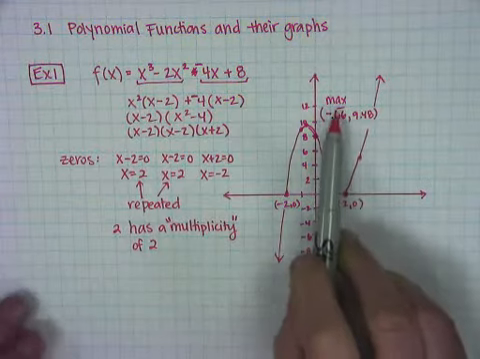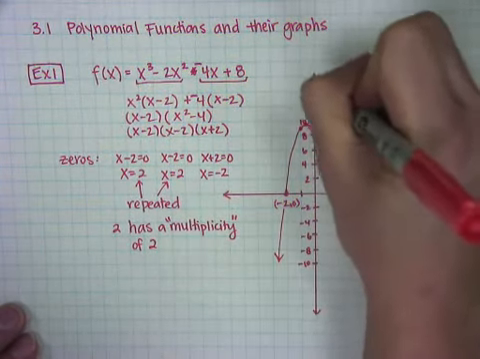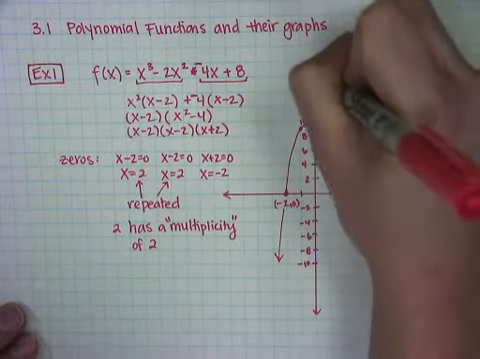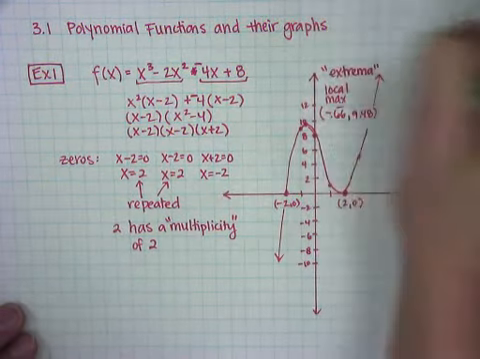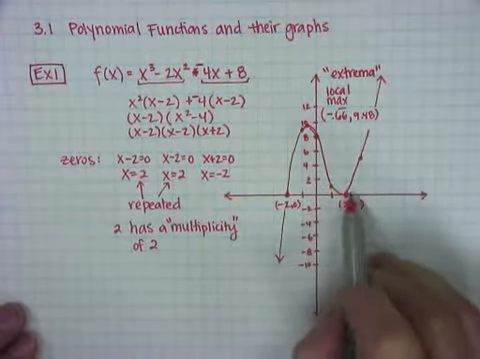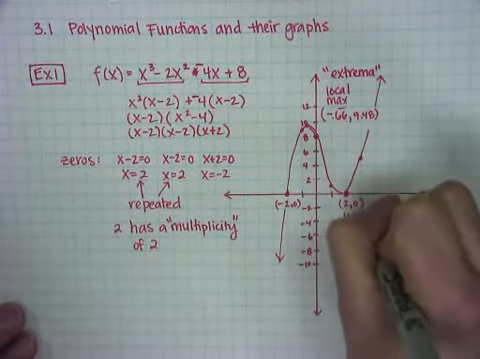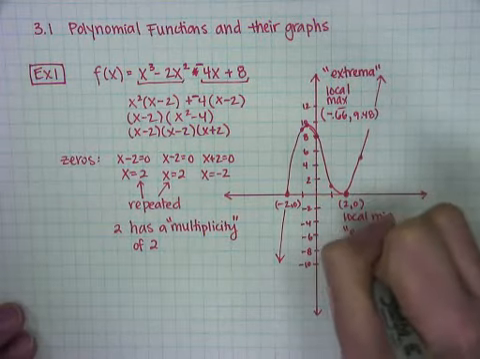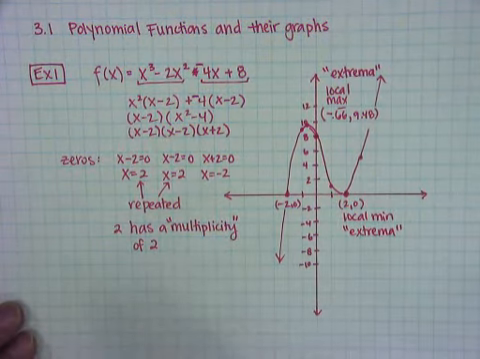Now, technically, this isn't actually the biggest that the graph gets. It's what we call a local maximum. Or your textbook also uses the word extrema for those little tops of the peaks and bottoms of the valleys. So 2, 0 is what we would call a local minimum, also an extrema, you know, to the extreme.